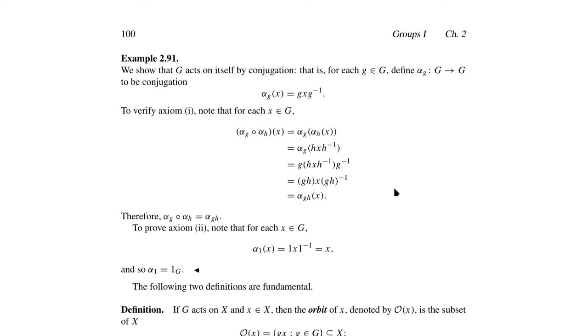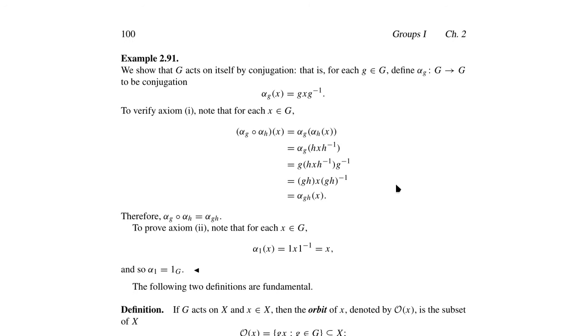So this is the conjugation. The function gives you the conjugations, right? So we have to first of all ensure that you have associativity, right? So you take two elements and their conjugates. So alpha g circ alpha h, and then you apply it on some element x of the group. So this is just again alpha g of alpha h of x. Alpha h of x is just hxh inverse, the conjugate. Then you'll have the conjugate of this whole thing.